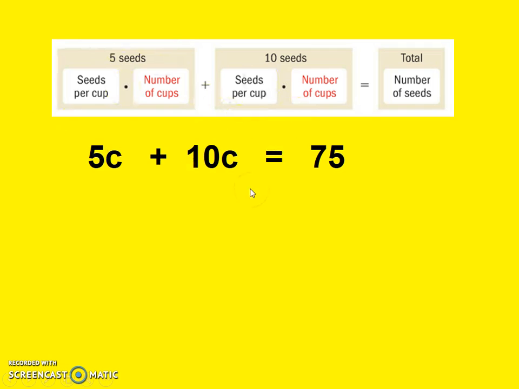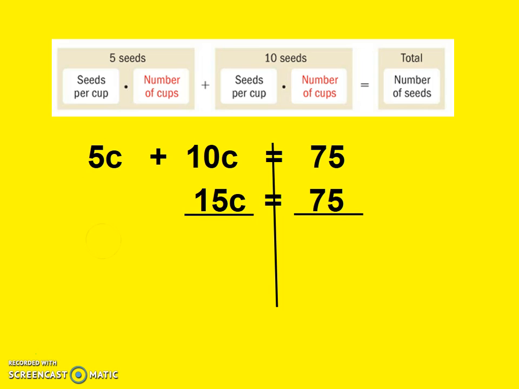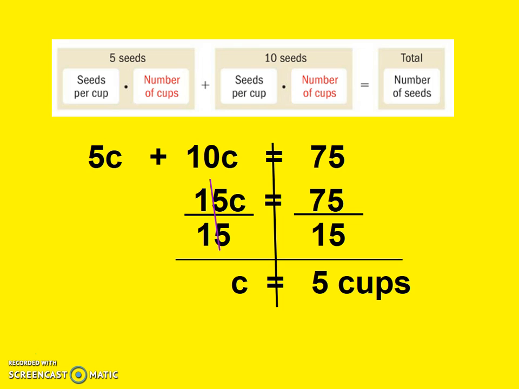All right, so to solve this equation, first thing we can do is look to combine some like terms. There weren't any parentheses, so we don't have to distribute, but we'll combine 5C plus 10C for a total of 15C is equal to 75. And what would be our next step in solving? Okay, hopefully you're going to divide both sides by 15, leaving us with C is equal to 5. So you would need 5 cups with 5 seeds each and 5 cups with 10 seeds each to make up a total of 75 seeds.